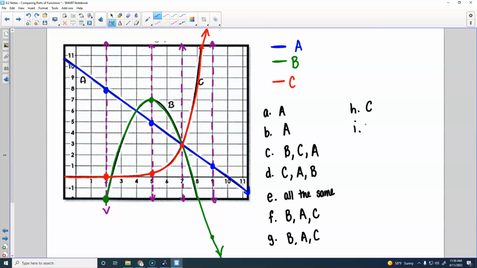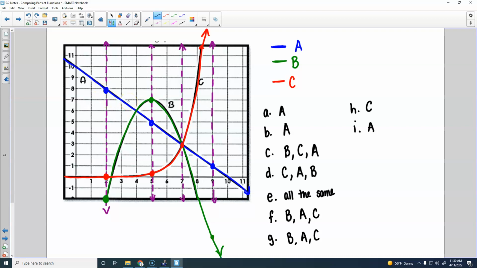For I, which functions have a negative rate of change throughout the entire graph? That is A. It is always decreasing. Is it a constant rate of change? It is. It's decreasing by the same amount each time, right? You have a slope there. You're going down 1 over 1, down 1 over 1, down 1 over 1. It's a constant rate of change.